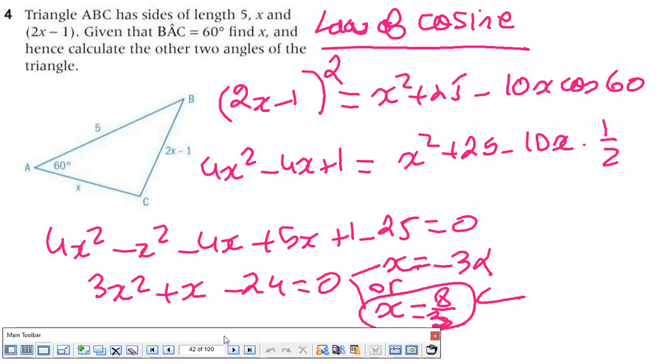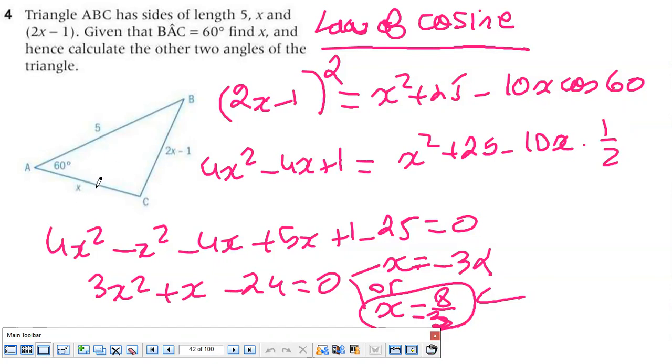Number 4. Triangle ABC, the figure has sides of length 5, x, and 2x minus 1, and given that this angle is 60, find x and hence calculate the other two angles. So first you need to find x. It means I need to find the side.